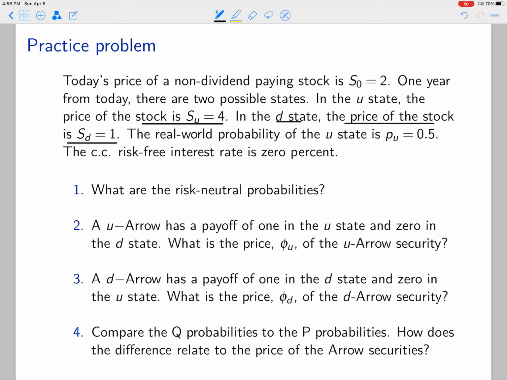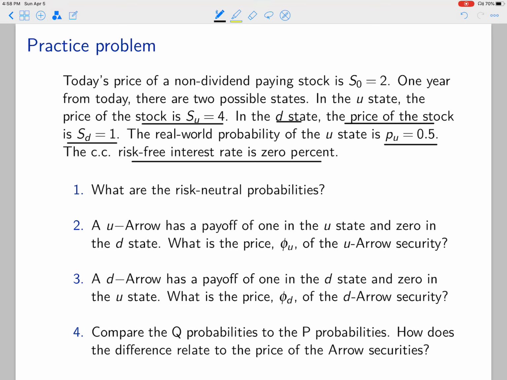We're going to be given the real world probabilities of each state. These are the real world or P probabilities, not the Q. The real world probability of the up state is 1/2, and hence the real world probability of the down state is 1/2. Continuously compounded risk-free interest rate is 0%. There are 3 questions. First, what are the risk-neutral probabilities?